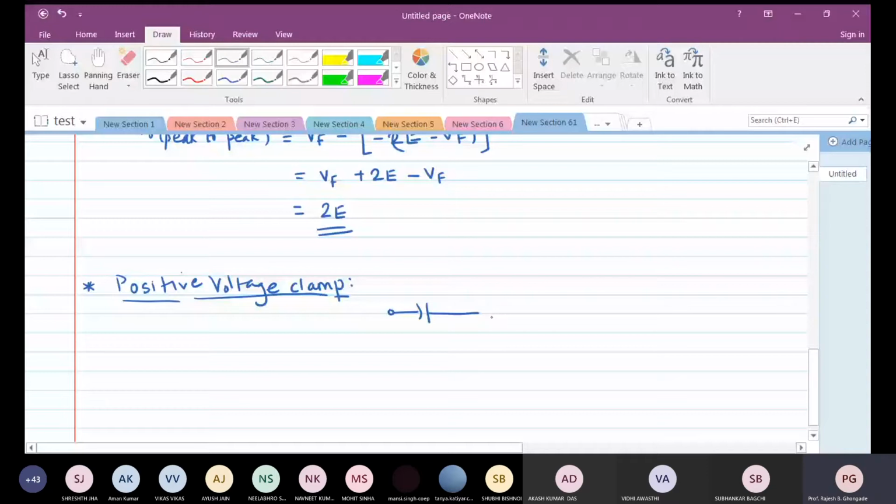We have not yet seen what is the role of this resistor R1, but we'll see that in a short while. We'll see that the diode is simply connected like this. So again, minus plus VF. This is R1. This is C1. Again, voltage across capacitor will always be E minus VF.